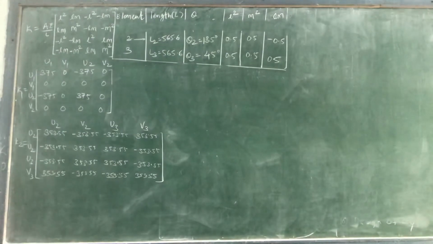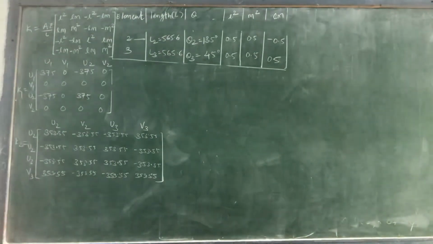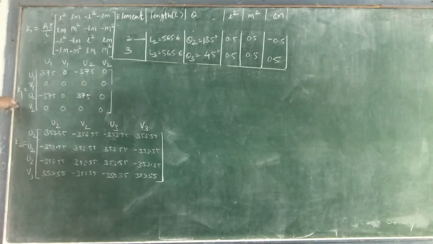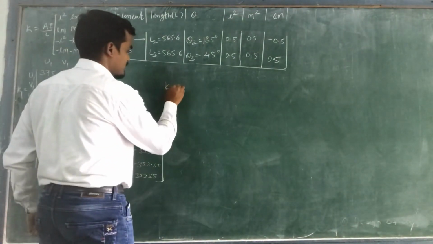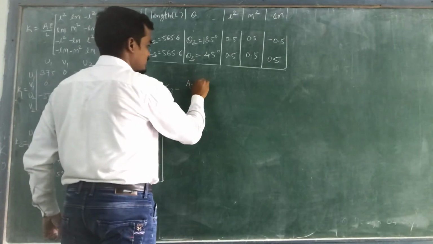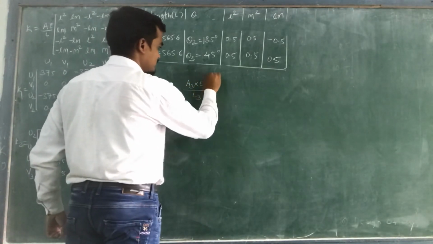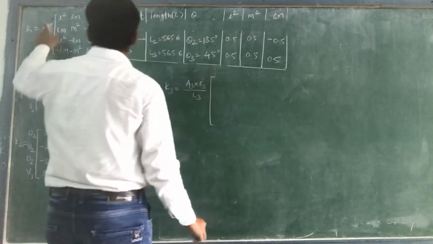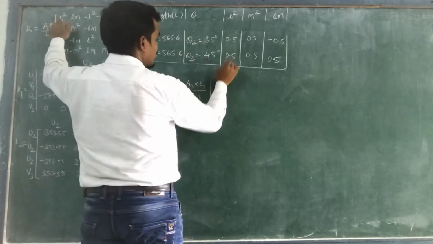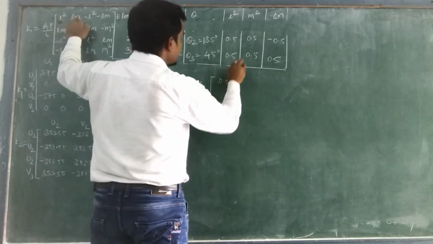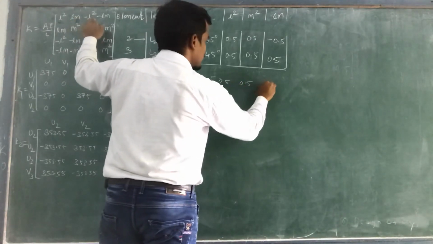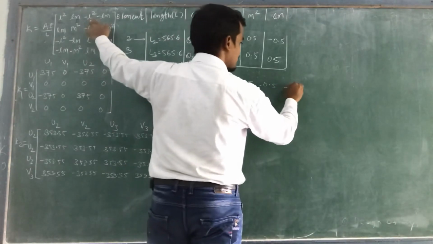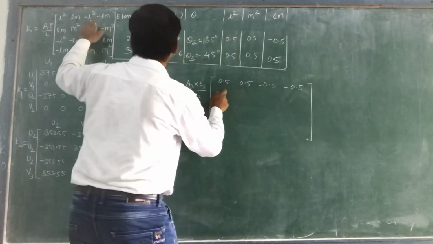Now, for the third elemental stiffness matrix: this is K1, the first elemental stiffness matrix, and this is K2, the second. Now the third elemental stiffness matrix is K3, equal to A3 E3 divided by L3 in bracket. Now, what is L square for the third element? 0.5. LM is what? 0.5. Minus L square is minus 0.5. Minus LM is minus 0.5. Similarly, LM is what?